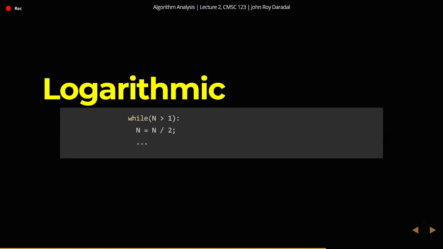This is when we try to divide in half, like in binary search. So the code for that will look something like this. While n is greater than 1, you divide n by 2. It will be divided by 2 each iteration. So for example, from 16, it becomes 8, it becomes 4, it becomes 2, it becomes 1. So that is a logarithmic running time.